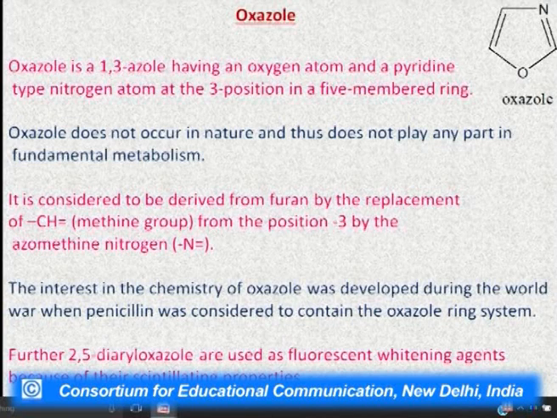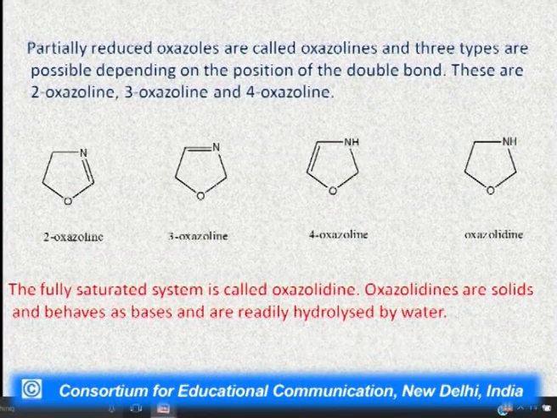It is considered to be derived from furan by the replacement of the methine group at position number 3 by the azomethine nitrogen. The interest in the chemistry of oxazole developed after the World War, when penicillin was considered to contain the oxazole ring system. Further, 2,5-diaryl oxazoles are also used as fluorescent whitening agents because of their scintillating properties. So, oxazoles are also important.